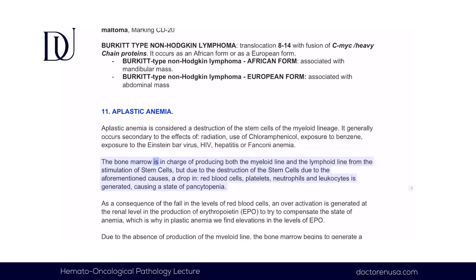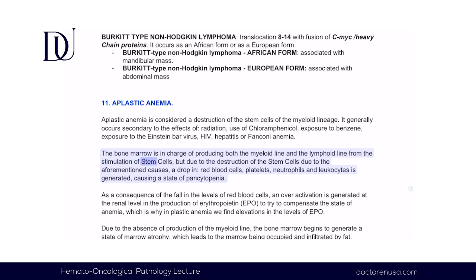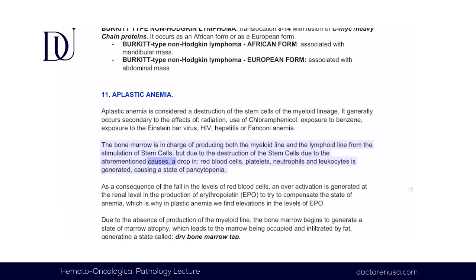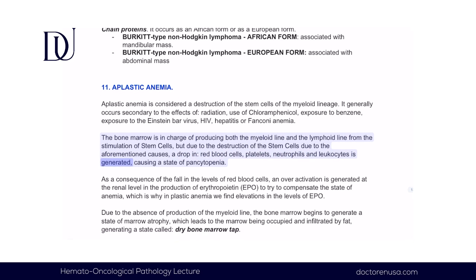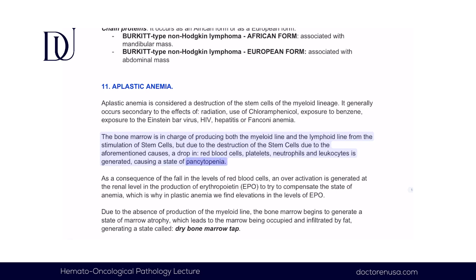The bone marrow is in charge of producing both the myeloid line and the lymphoid line from the stimulation of stem cells, but due to the destruction of the stem cells due to the aforementioned causes, a drop in red blood cells, platelets, neutrophils, and leukocytes is generated, causing the state of pancytopenia.